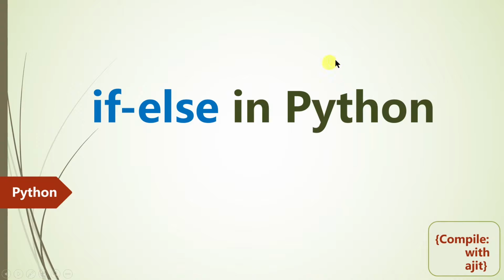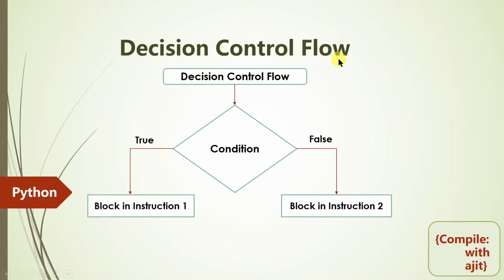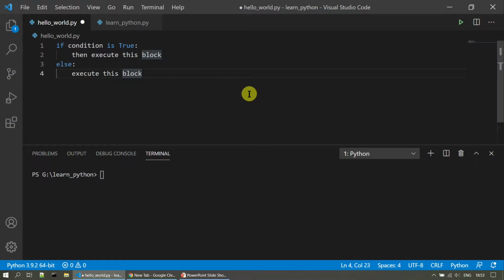So let's take a look at the decision control flow. You have this control flow and you have a condition. If it becomes true, then a particular block of instructions will be executed, and if it becomes false, then it will execute the other block of code. So this is how the decision control flow works in Python. Let's take a look at the syntax for if and else. If the condition is true, then execute this block, else execute this block.